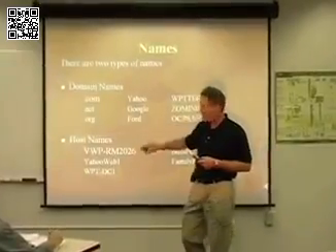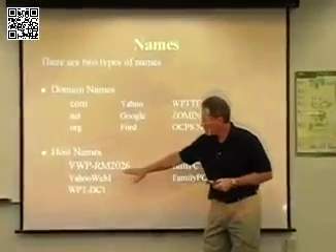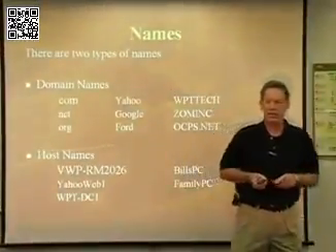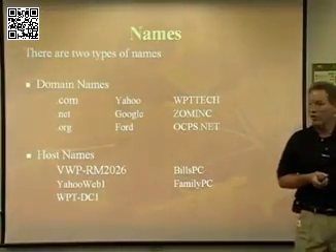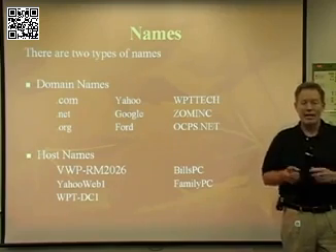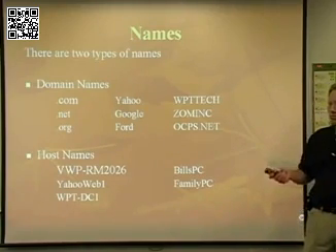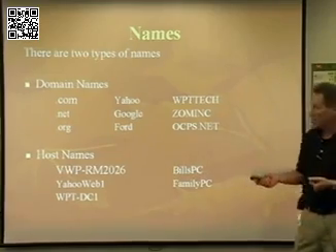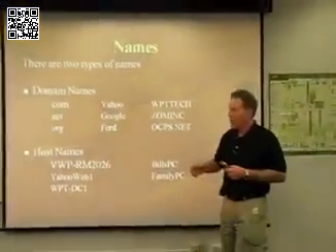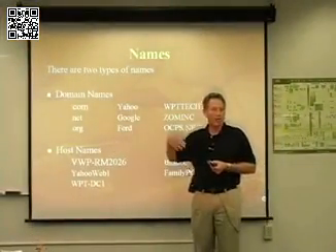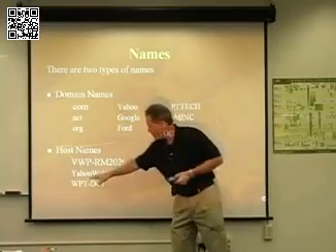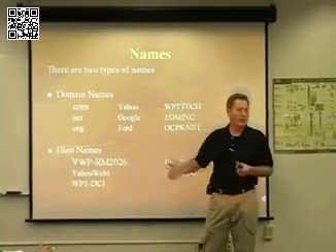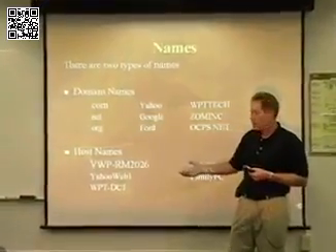Then we have host names. VWP RM 2026, that's actually a computer name of a computer out in the classroom. In the DNS world, we're going to call it a host name, but it's really a computer name too. When we're talking DNS, we're talking host names. The web server that serves up Yahoo.com's web page, maybe we call it Yahoo Web 1. That's the computer name, but in DNS we call it a host name.